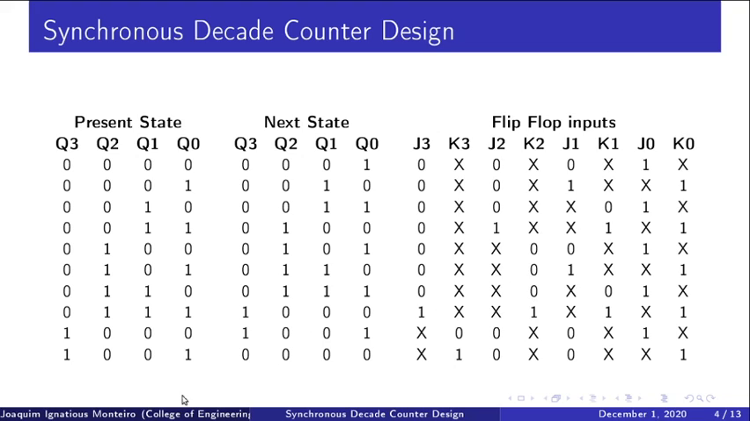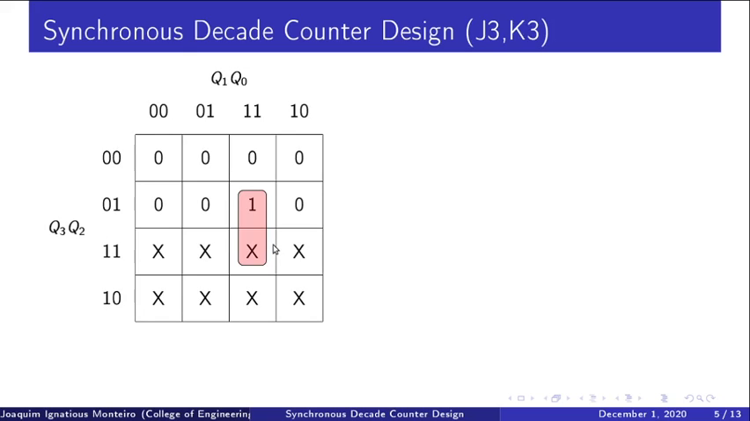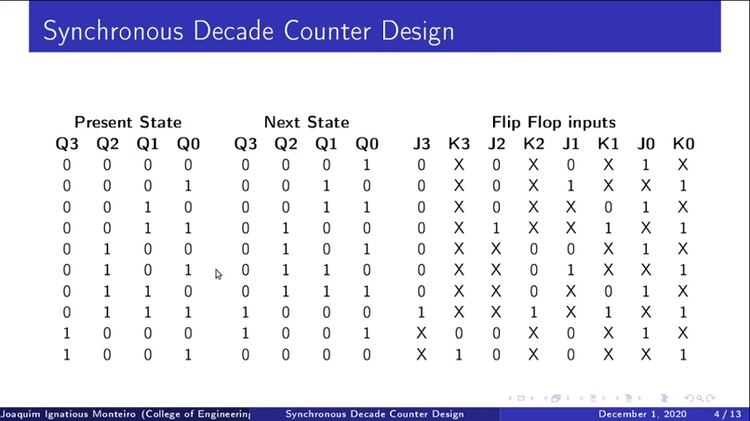Go to the next step. Next step is you will draw the K-map. This is for J3. K3 will come. Fill up, you will use this as a reference.